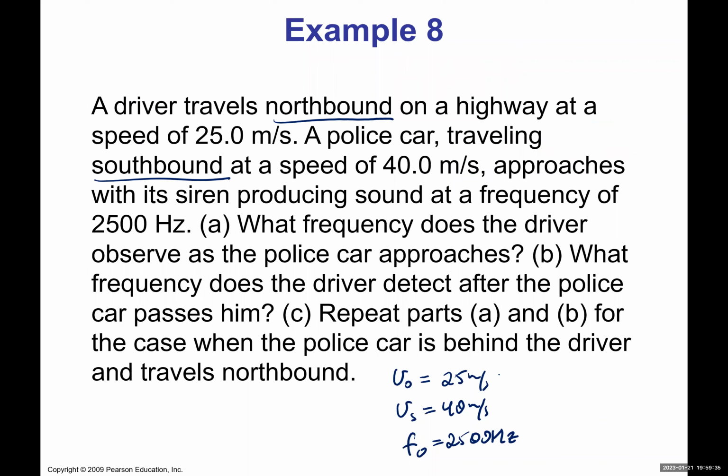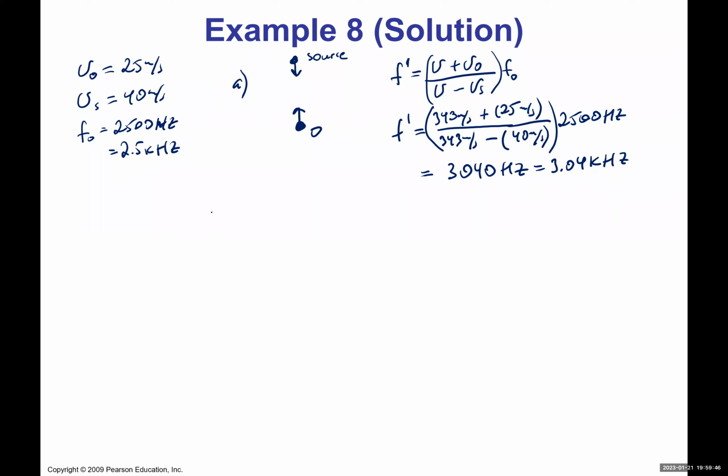Now, if we go back and look at part B, it says, what frequency does the driver detect after the police car passes him? So let's look at part B. As they move towards each other, obviously this is not a collision, it's just passing like this. At this point, the observer still goes northbound, and the source, the police car, continues moving southbound. So using the same equation, v plus v of the observer divided by v minus v of the source, times the original frequency.